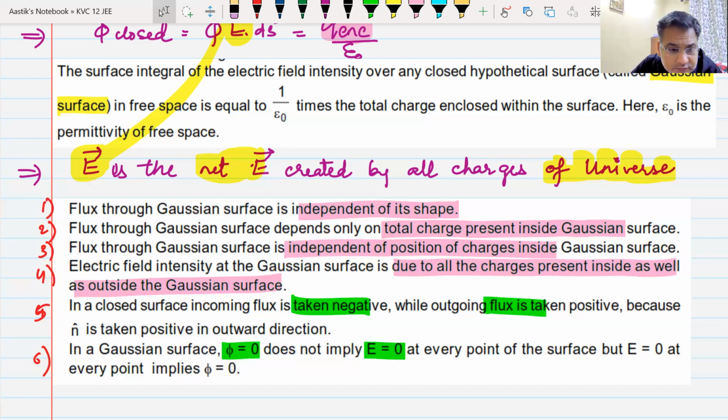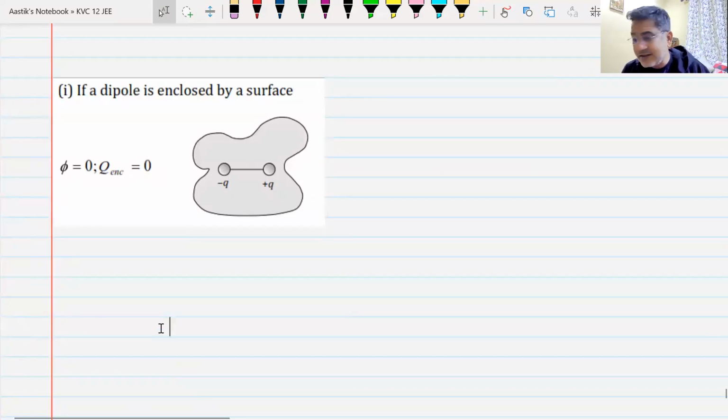Now, in some cases, the flux can be 0. What is the case in which flux is 0? One of the cases is your favorite, which you have already done: the electric dipole. An electric dipole is nothing but a combination of two charges separated by a very small distance. The net charge of an electric dipole is 0, but that is not the charge of a dipole. The charge of a dipole is the charge on the positive charge. Remember, we will come to dipole. Don't worry about that.